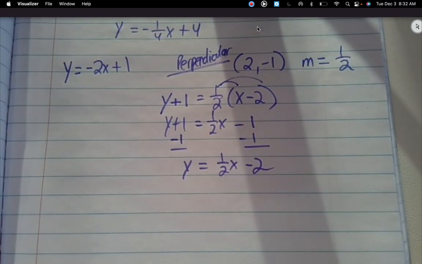I didn't get the negative 1. I got a positive 1, and so I minus the 1. I just had y equals 1/2 x. Oh, because you thought it went away to 0.